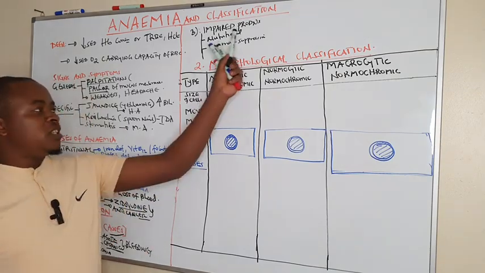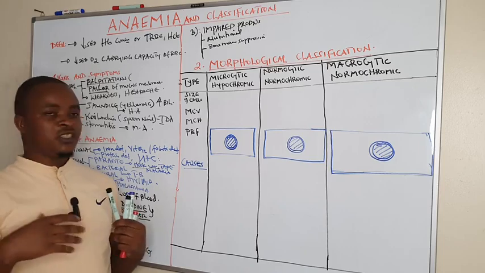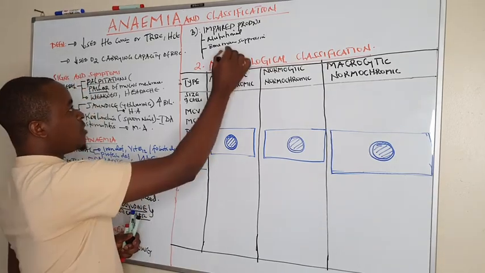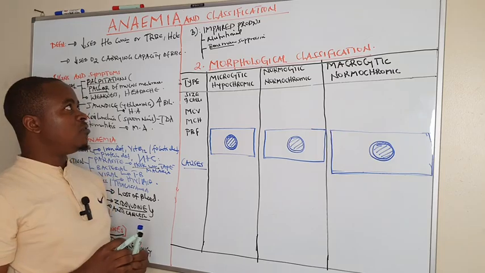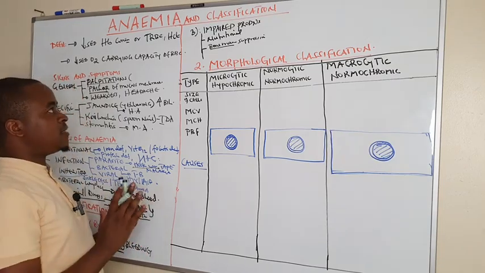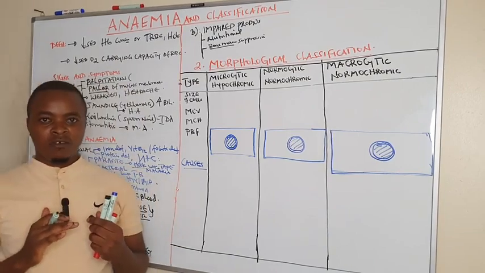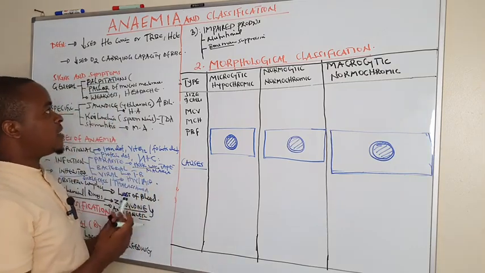For example, deficiency of iron, deficiency of vitamin B12, deficiency of vitamin C, we see it causing anemia. Then bone marrow suppressions like aplastic anemia can do that. So these are anemias due to impairment of blood cell production. And there are many factors.